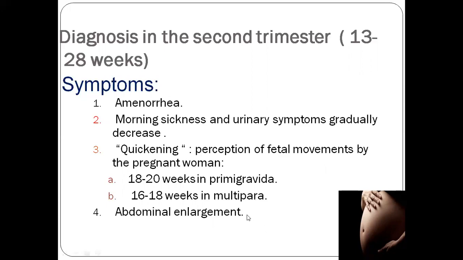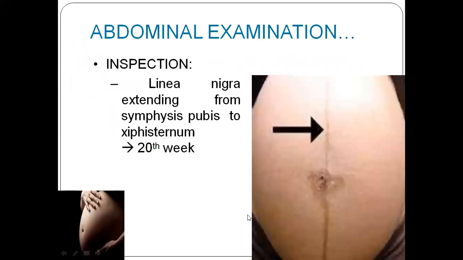Then abdominal enlargement. Then in abdominal examination in the second trimester, we can see the linea nigra. You can see a line that is extending from the symphysis pubis till the xiphisternum. This is known as linea nigra, and it will be clearly evident by the 20th week.